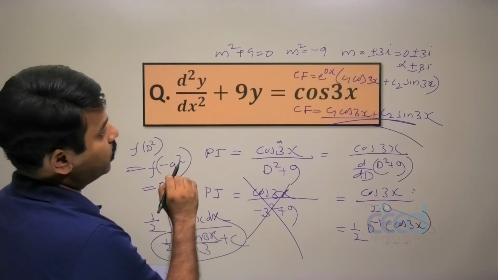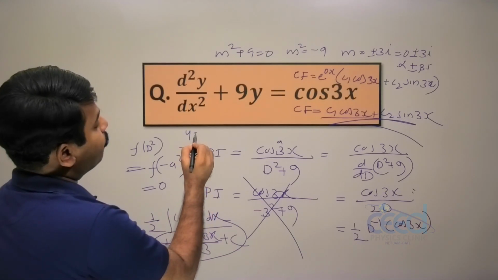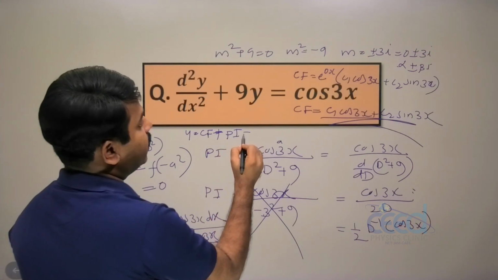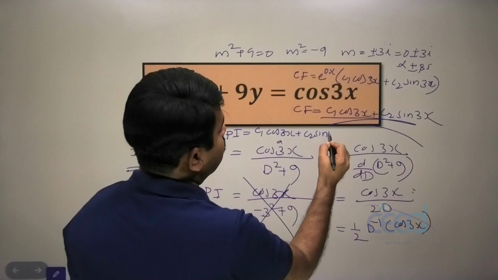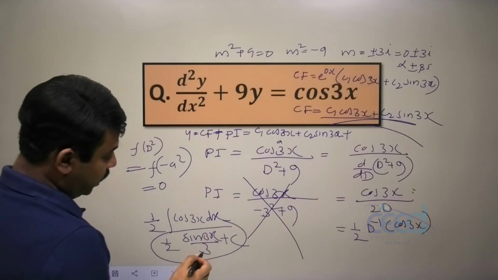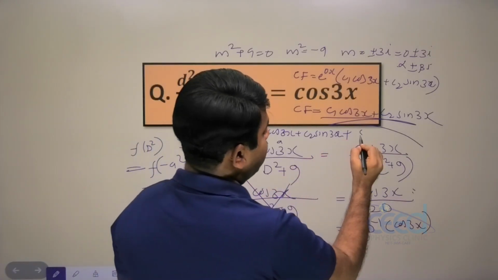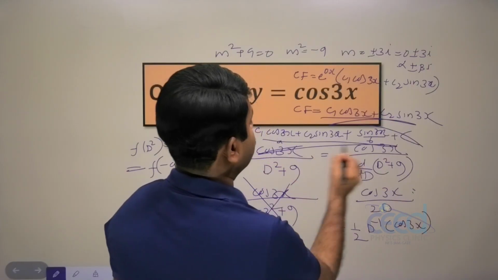Then what is the full solution? Full solution is y is equal to CF plus particular integral. What is CF? c1 cos 3x plus c2 sin 3x. This is the complementary function. Particular integral, what? Sin 3x by 6 plus c. So this is the total solution.